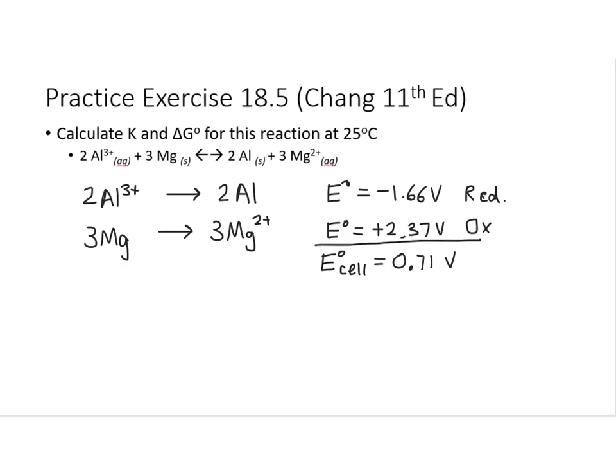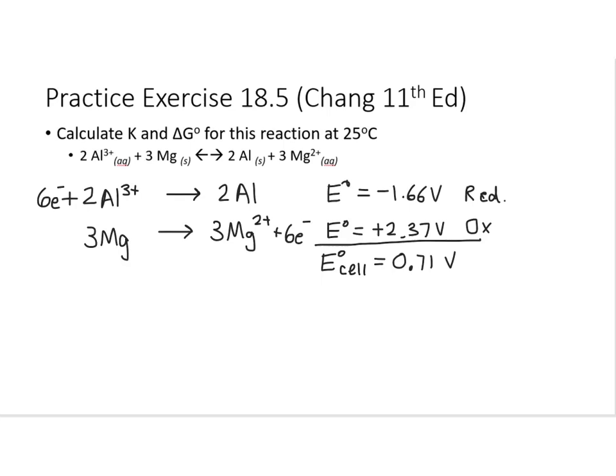I also have to figure out one other piece of information from here. If you think back, I had this term in, and I said it had to do with the number of electrons being transferred in the reaction. Well, if we've got 2 aluminum ions, each have a charge of 3+, we are adding 6 electrons here. Or in the magnesium half reaction, 6 electrons are being removed from the magnesium metal. So that's going to be important in a minute. There are 6 electrons exchanged in this reaction.